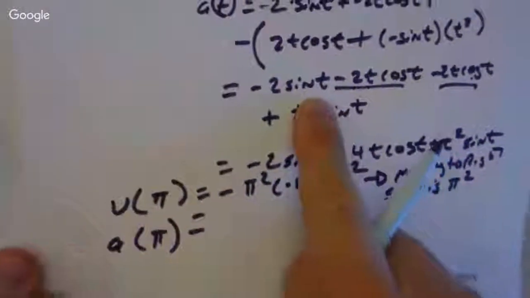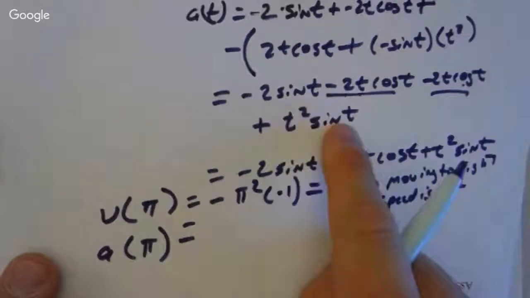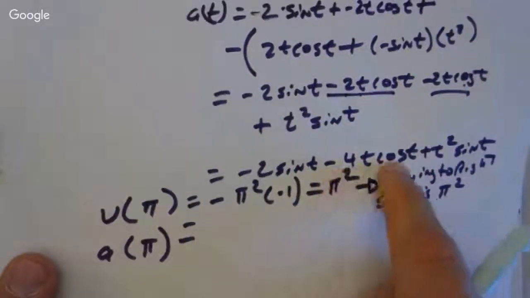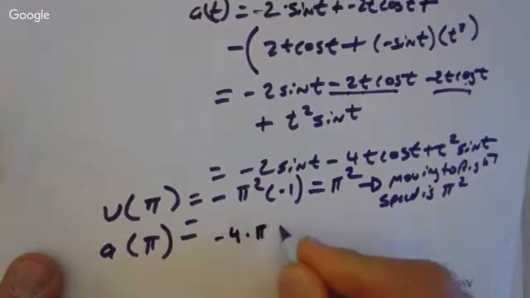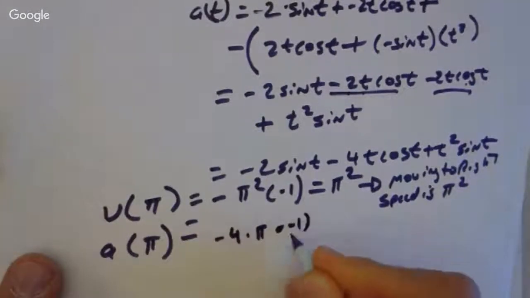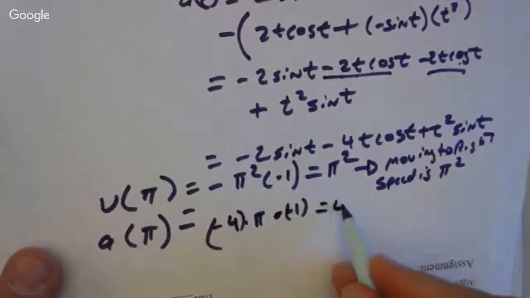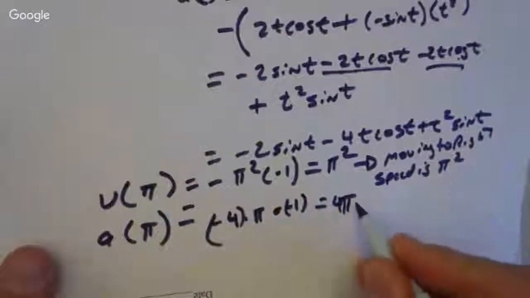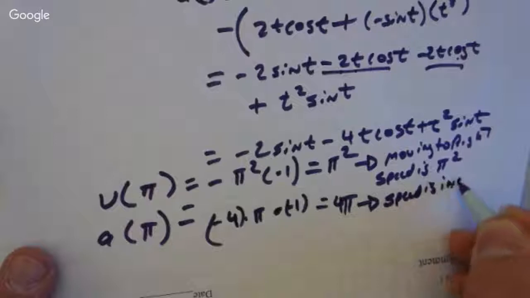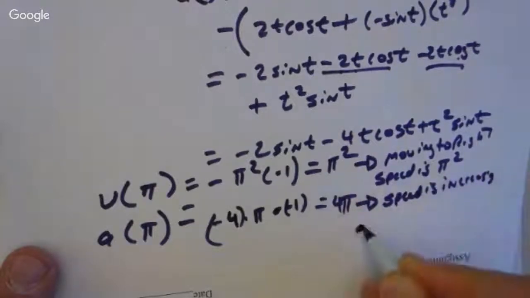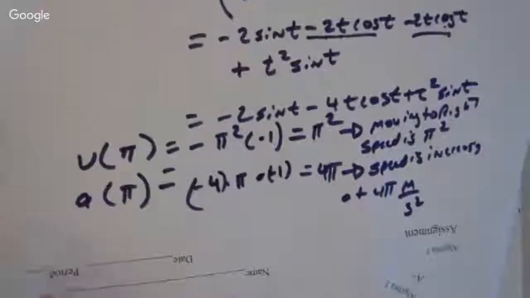Okay, let's plug in a. Anywhere there's a sine of pi is going to be what? Gone. All we have to worry about is this. Plug that in. What's the cosine of pi? So -4 times pi times -1. Negative times a negative is positive. 4 times pi is 4 pi, which tells you that the speed is increasing at 4 pi meters per second squared.